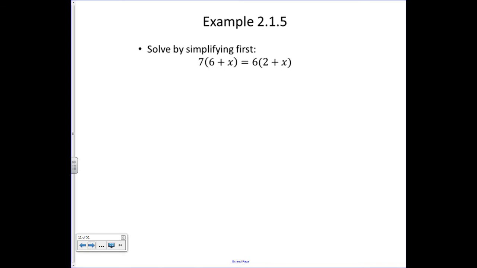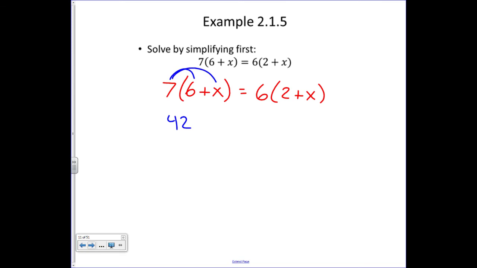So now in this example, we want to distribute first, and then we're going to add our like terms and move everything around. So 7 times 6 plus x is equal to 6 times 2 plus x. We want to distribute on both sides of the equation, so 7 times 6 is 42, plus 7x equals 6 times 2 is 12, plus 6x.